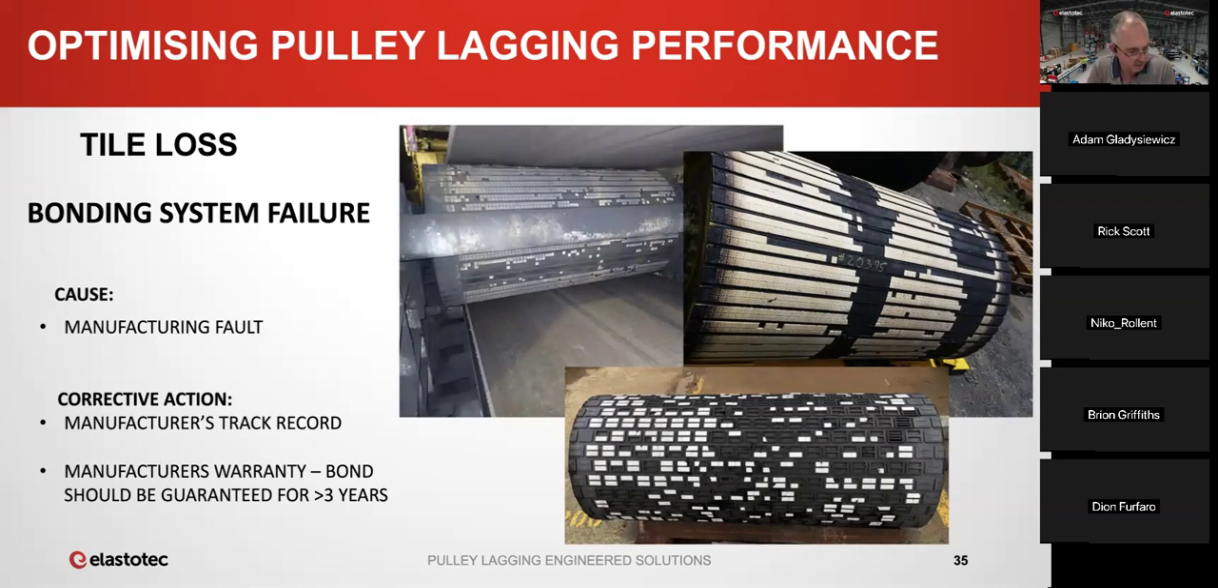There is, I should have mentioned, one circumstance where tiles can come out in a neat pocket and it's not a bonding failure, and that's when the lagging's subjected to excessive heat. So if you have consistent temperatures above 150 degrees C, or very high cyclic shear loads, very high powered conveyors, where you're generating a lot of heat due to hysteresis, that can actually cause a problem. But those circumstances are very, very rare.